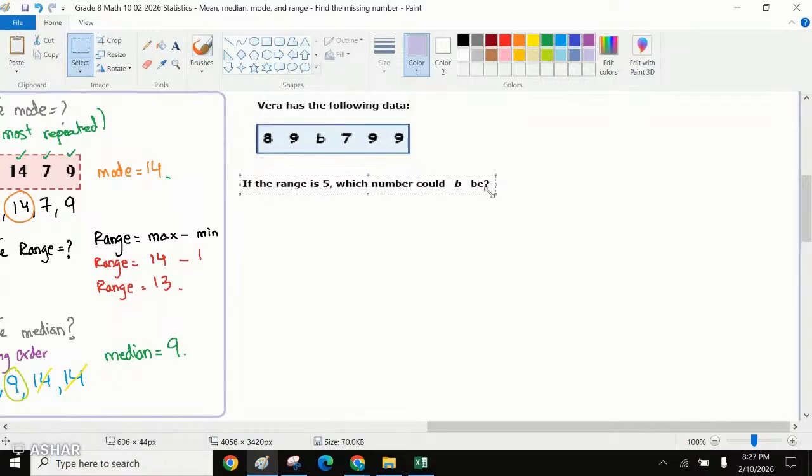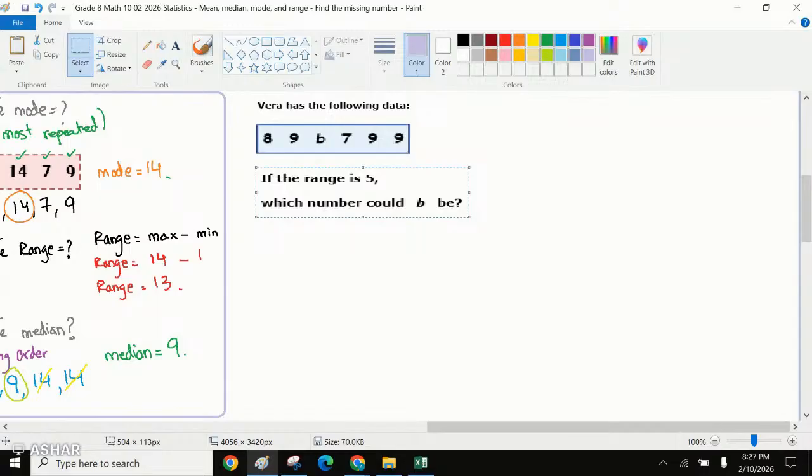If the range is already given to us, that is 5, what could be the possible value of B? This would be question number 6. We know that the term range always refers to the maximum number, the greatest number, minus the least number, right?